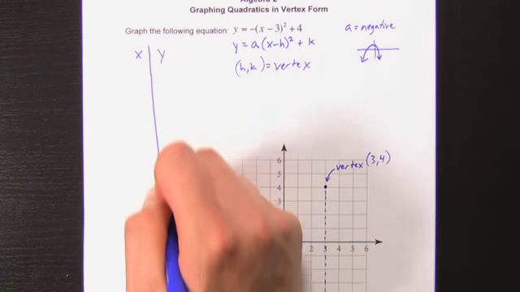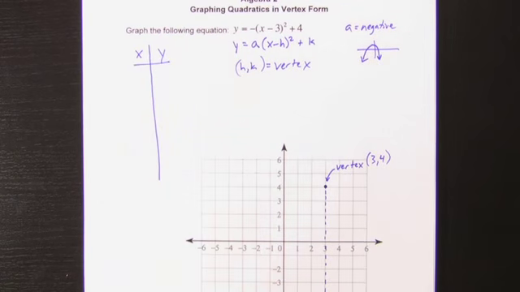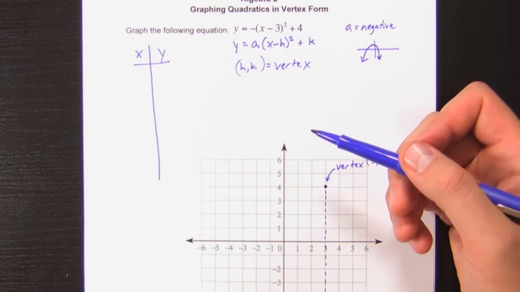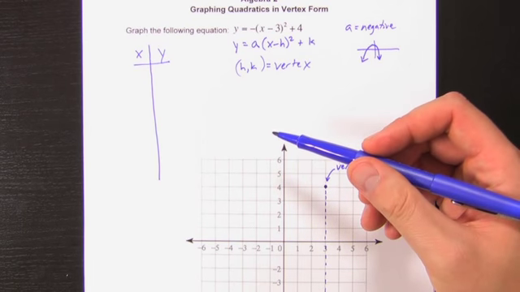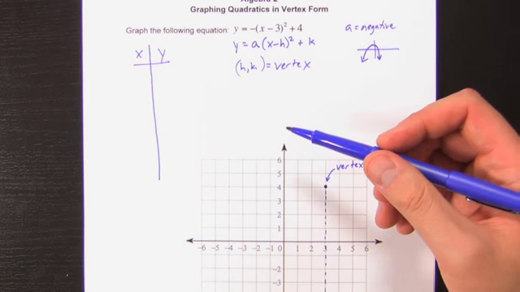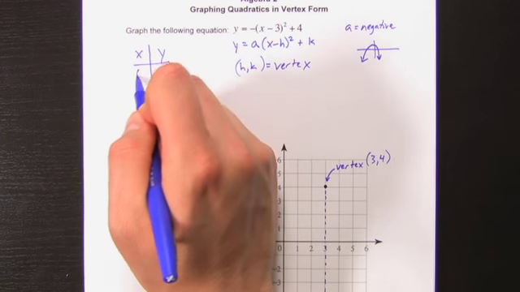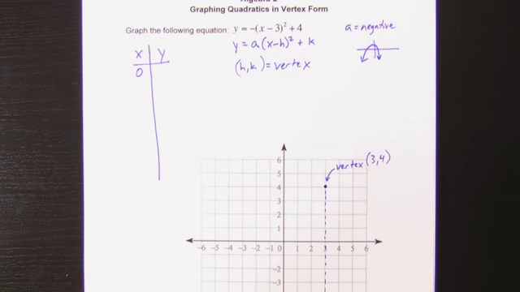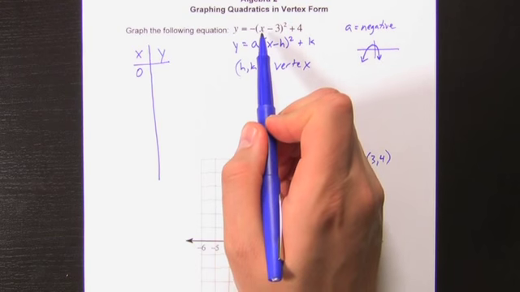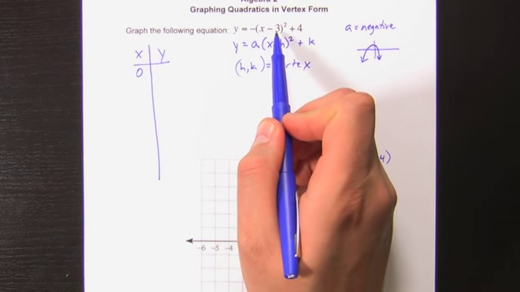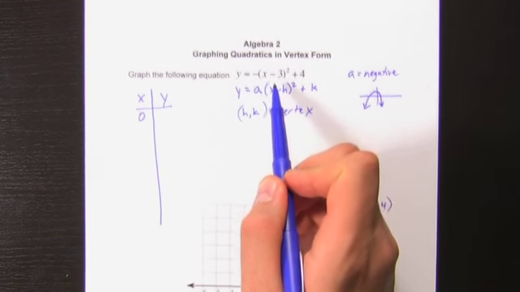So what I generally do is I make a little XY table like this, and I substitute values into the equation and find out what I get. So for example, one of the easiest points to substitute in is the point x equals 0. Now, if x is equal to 0, then I have 0 minus 3, which is just negative 3.